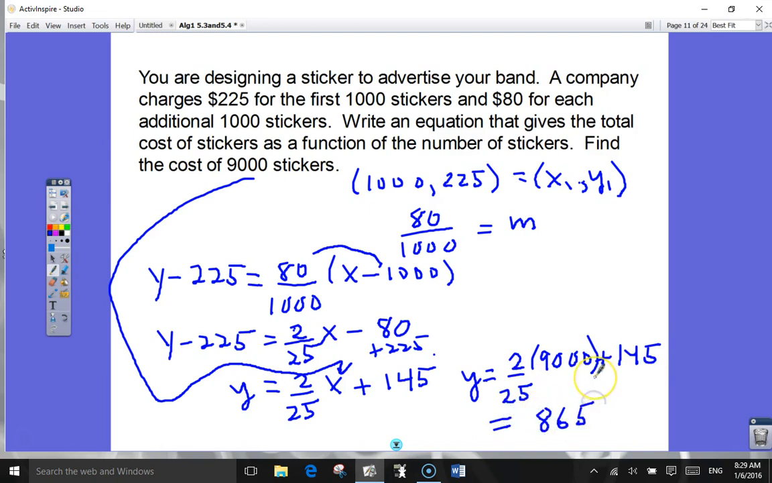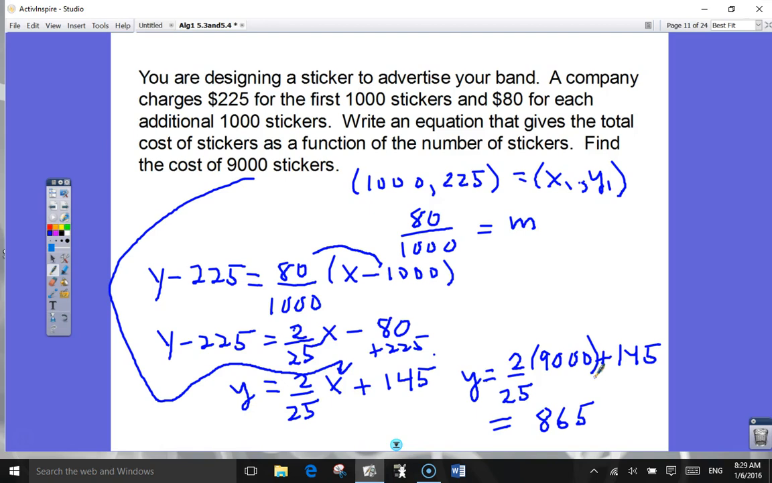Is that right? $80 times 8,000 plus 225. Well, would that be right? Yeah, you could. And this is another one of those that, if you didn't have to use what we're doing in here, you would have probably figured this out, right?